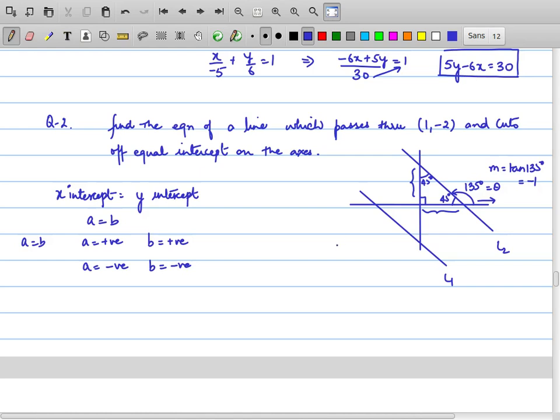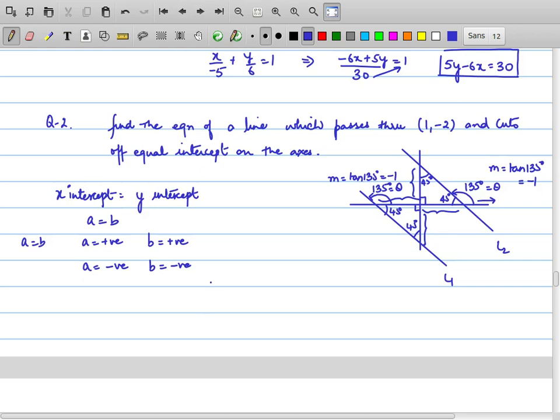The similar logic could be applied to this case. Since this is 90 degree and this length equals this length, because your intercepts are equal, this is an isosceles triangle and these two angles become 45 degree. But the inclination of the line would be this angle, positive direction anti-clockwise, and this again becomes 135 degree. Therefore your angle of inclination again becomes 135. Therefore m of this line becomes tan 135, which is -1. Therefore in both the cases we see that the slope of the line becomes -1.